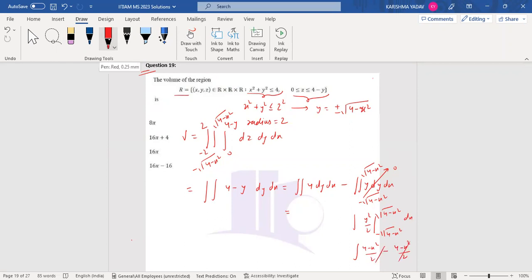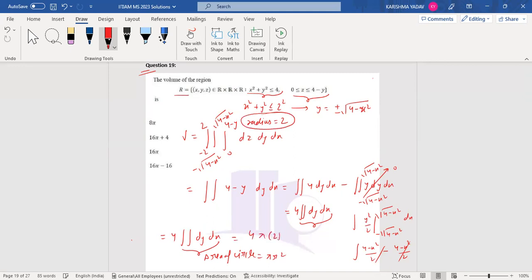So the remaining integration that we have is 4 times the double integration dy dx. Now look at this double integration dy dx. This is the area of the circle. And what is the area of a circle? That is πr². And the radius here is 2. So I have 4 times πr², which is 4 × 4π, that is 16π. The volume of this region is 16π. That is option C.